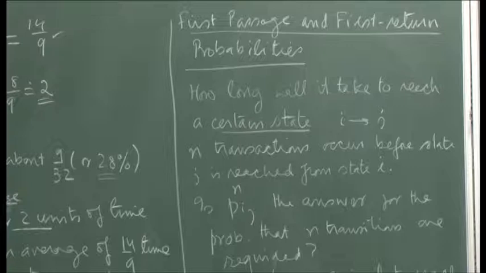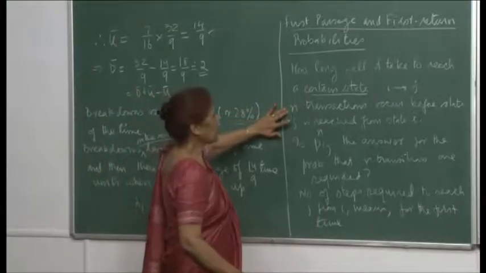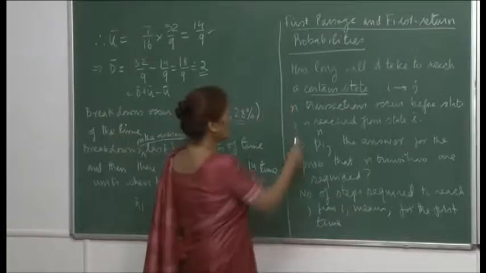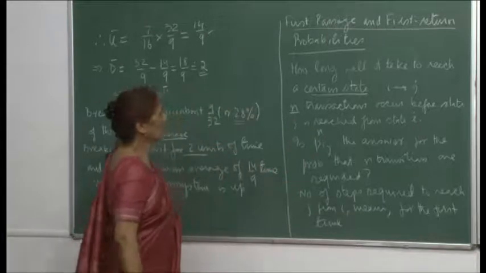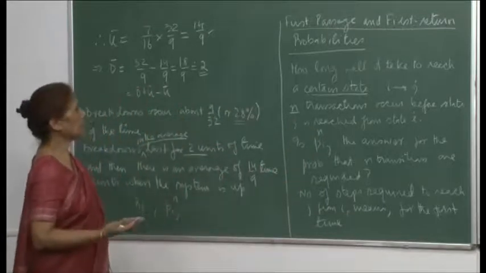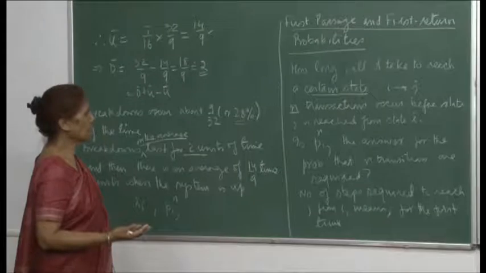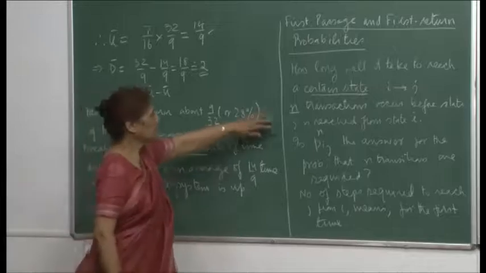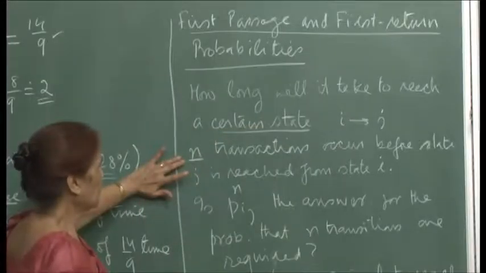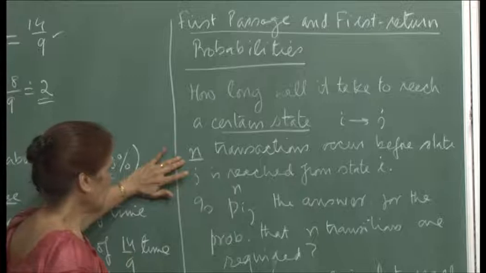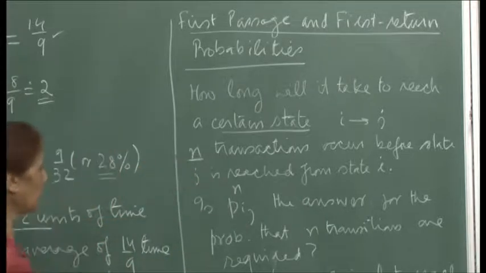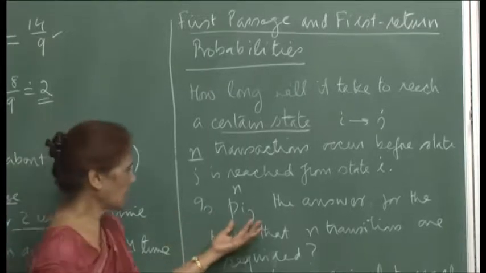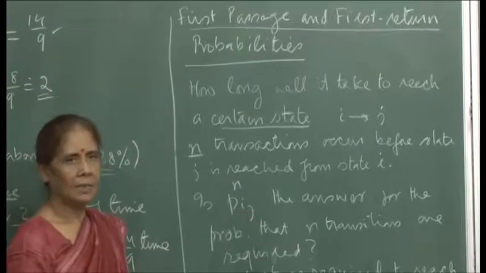So, for example, suppose n transitions occur before state j is reached from state i. We want to know the probability that n transitions will be required to go from i to j. Then you might say that p i j raised to n would be the answer for this probability, because p i j (n) also tells you the probability of transitioning from i to j in n steps.